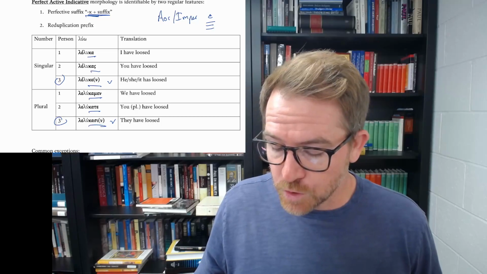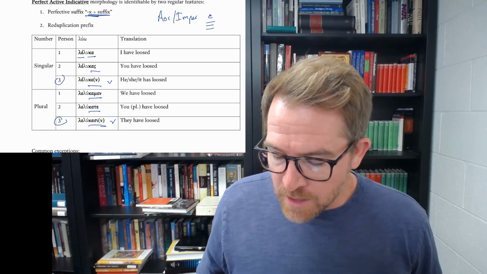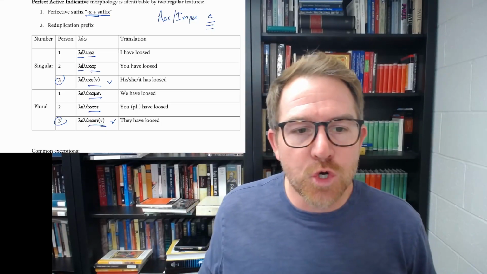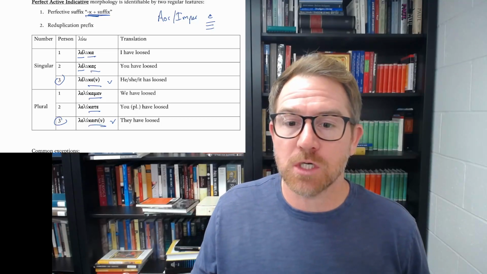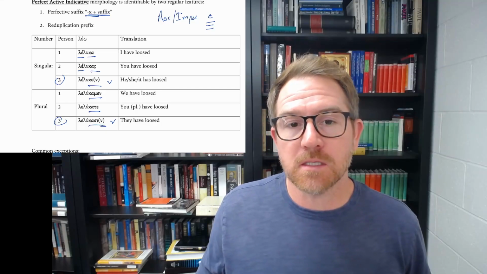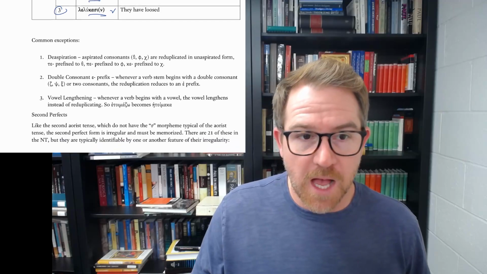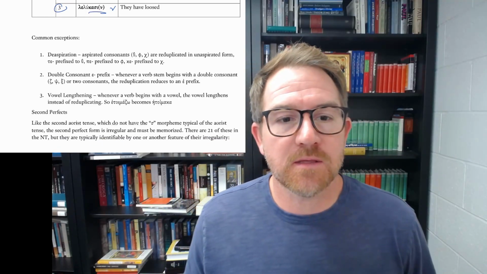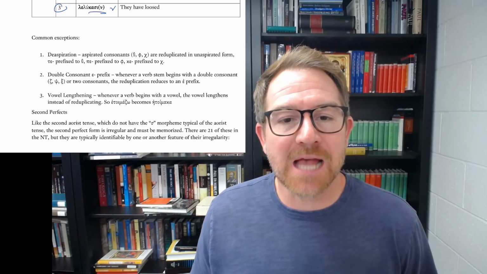So in the case of luo, I loose, you have the reduplication leluka, lelukas, leluken, lelukamen, lelukate, lelukasi. So that reduplication, not just the epsilon prefix, but the reduplication of the consonant, is the sign of the perfect tense. So there are, of course, some common exceptions. One is aspirated consonants, theta, phi, chi. They're reduplicated in their unaspirated form.